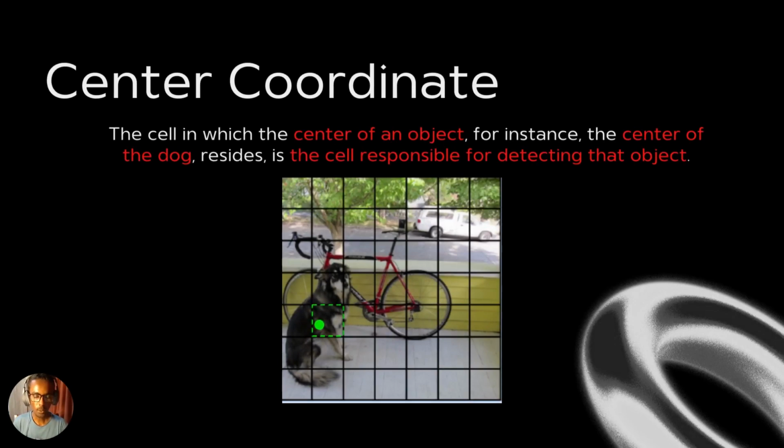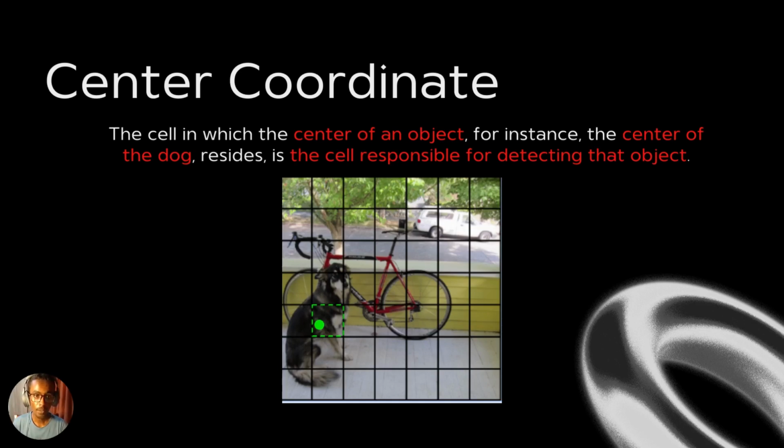Next, we're going to look at how to identify the position of the object. And in order to identify the location, we need to know the center coordinate. The cell in which the center of an object, for instance, the center of the dog resides, is the cell responsible for detecting that object. So as we can see from the image, the center of the dog is contained within the cell that's shown in light green, and that cell is going to be responsible for predicting that object.